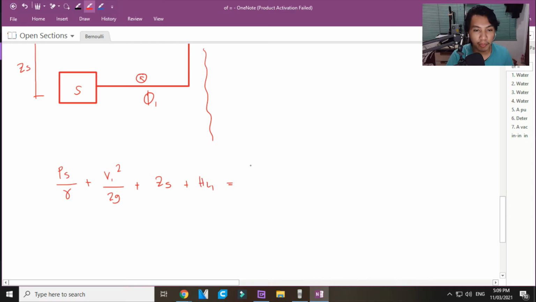equal to P discharge over gamma plus V, S na lang to. Okay? S na lang to. Suction eh. VD squared over 2G plus ZD plus head loss at discharge. Now, i-determine natin to.